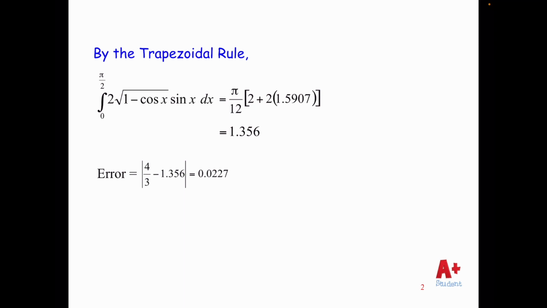So itu adalah error. So errornya adalah 4 over 3 minus 1.356. So you akan dapat 0.0227. Okay, and then convert into percentage, kan? So soalan kalau dia kata nak percentage lah. So percentage of error is 0.0227. Maksudnya error over yang original definite integral, which is over 4 over 3 multiply by 100%, you akan dapat 1.703%. So this is the answer.